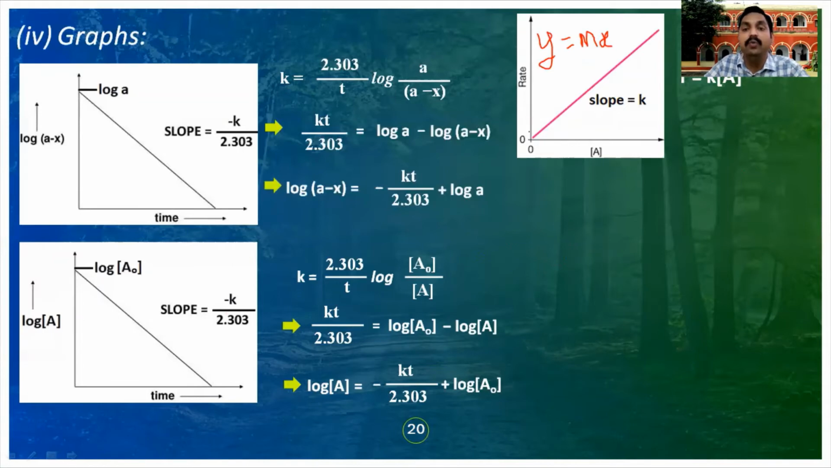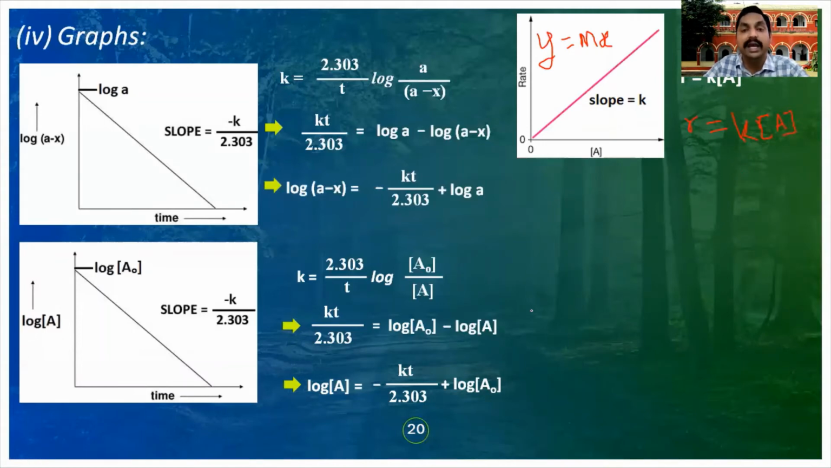So how? We already know rate is equal to small k into concentration of A. Rate R is equal to rate constant small k into concentration of A. So thus it is simply like y is equal to mx form. Therefore, slope is equal to k.